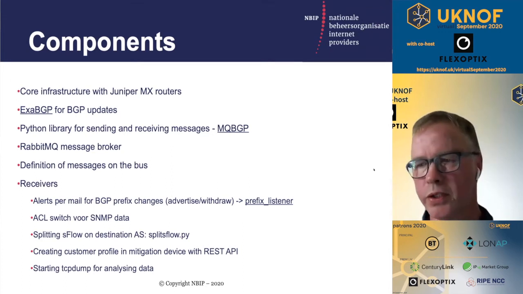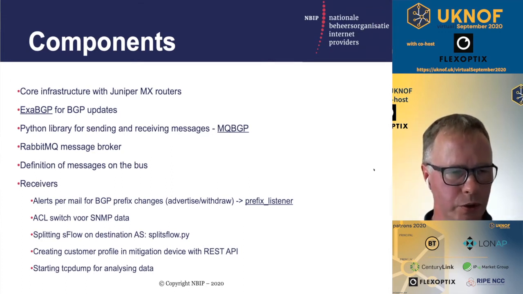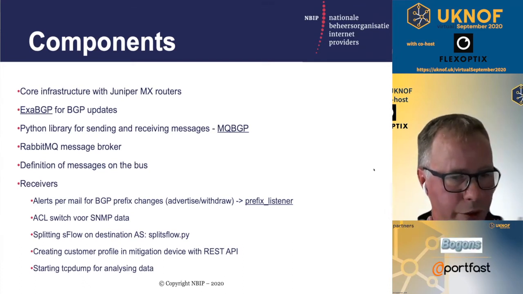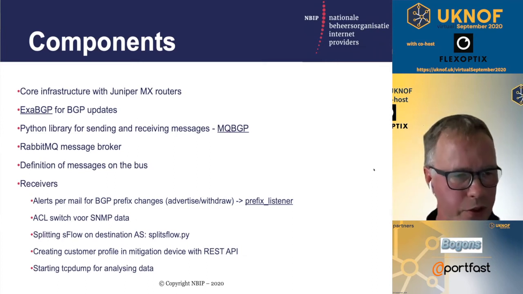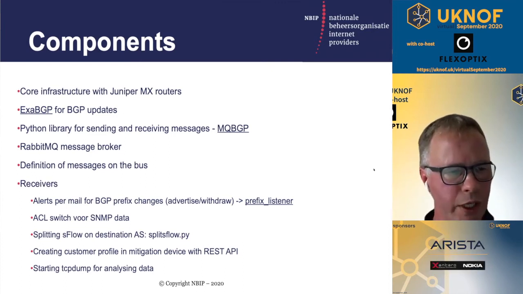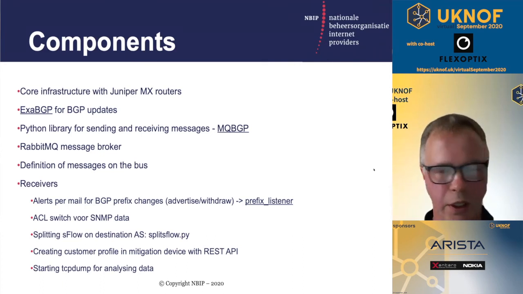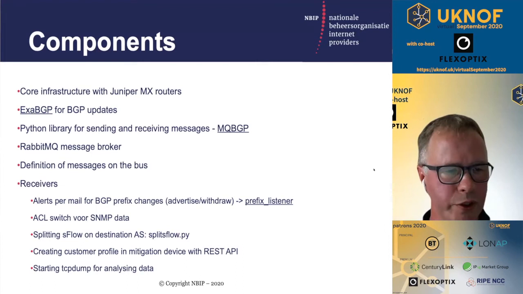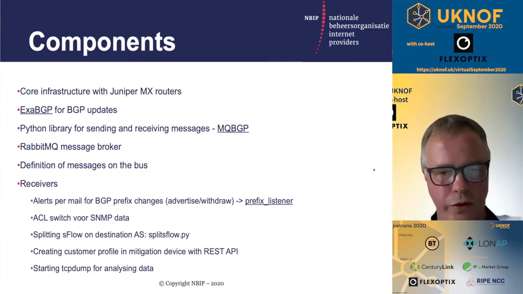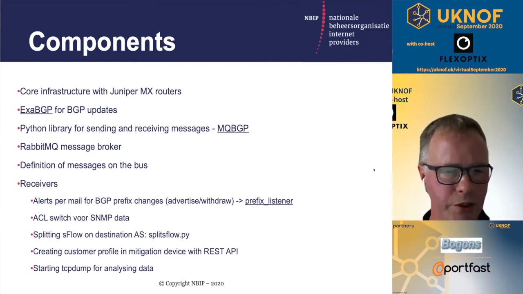And the RabbitMQ is for the messaging server. That's just a standard installation you can all do with a Linux server and install it from the packages, just like the exabgp. And what we defined, I will show you later, is the messages we can send on the bus, and you can send and receive. And then the sender is the exabgp, and then we have all kind of receivers using this information. I will show you the prefix listener that's just listening to the changes and send an email alert to the NOC.